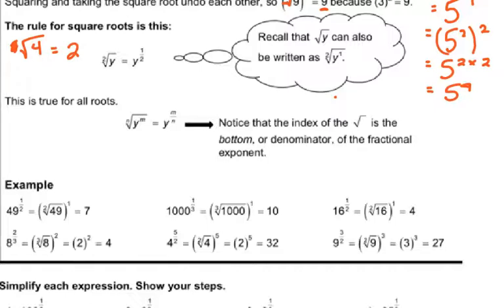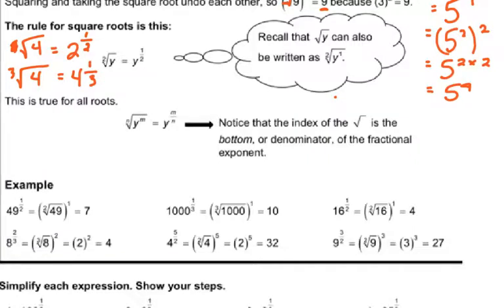Okay, but it also can be written this way. So the square root of 4 can also be written as 2 to the 1/2 power. Okay, and that's true for all roots, if it is a square root. Now, if it was something like a cube root, so you would have the cube root of 4, that would be 4 to the 1/3 power.